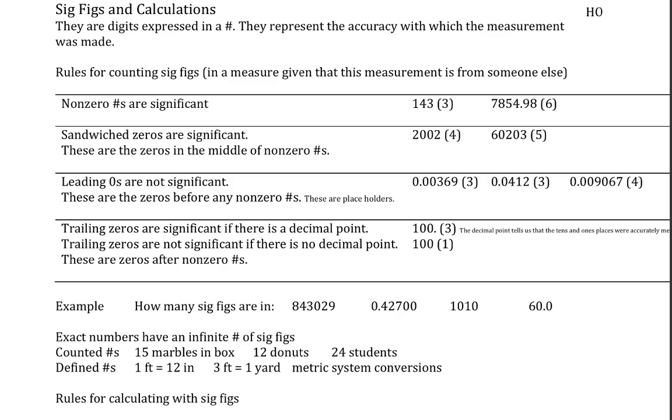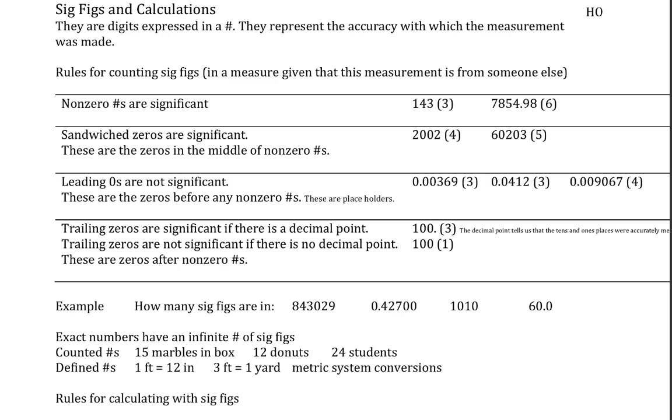Our next rule, trailing zeros. Those are zeros after non-zero numbers. Trailing zeros are significant if there is a decimal point. Trailing zeros are not significant if there is no decimal point. So in the number 100 point, we have the decimal point. Those zeros are trailing zeros. Because of the decimal point, they are significant.